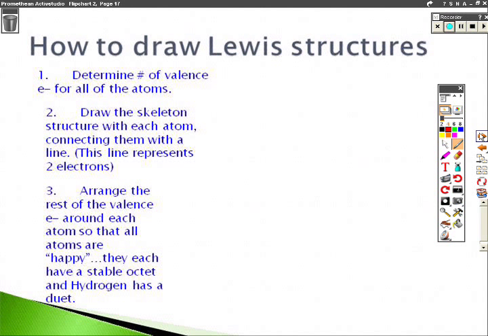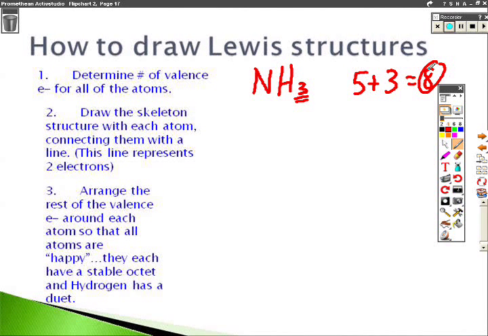Now, things get a little bigger, obviously, because not all molecules are tiny. So we're going to draw 2 more. We're going to draw NH3. And NH3 has 5 plus 1 each for the hydrogens, so 5 plus 3. So I bring 8 valence electrons to this relationship. This is ammonia, by the way.